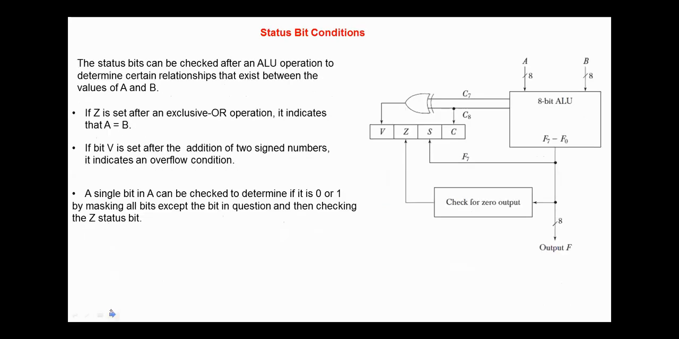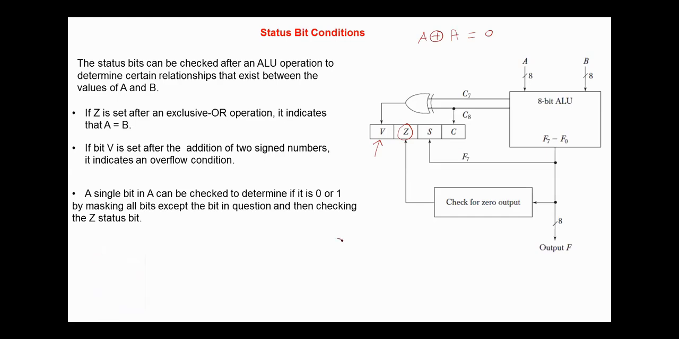The status bits can be checked after an arithmetic logic operation to determine certain relationships that exist between the values of A and B. For example, if Z is set to 1 after an exclusive OR operation, it indicates that A is equal to B, since A exclusive OR A equals 0. If bit V is set after the addition of two signed numbers, it indicates an overflow condition.